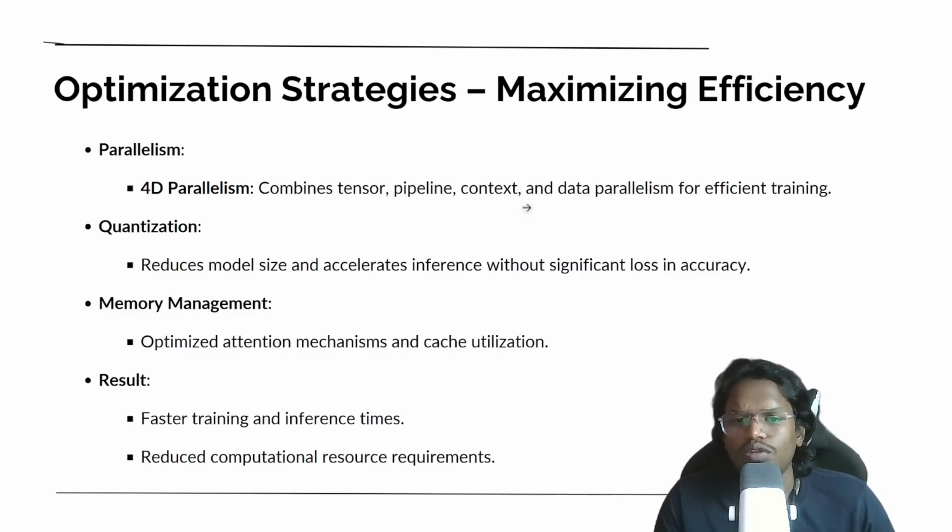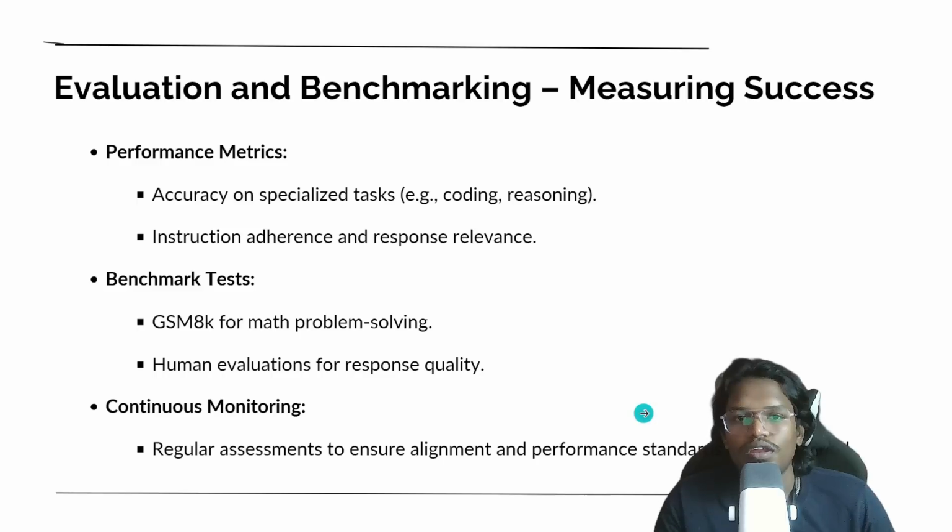Memory management is very important, where you do KV caching, optimizing attention mechanisms. Those all come under memory management. As a result of these kinds of optimization techniques, you will have faster training and inference time and reduced memory computation overhead. Evaluation and benchmark, so that is usually used to measure your success.